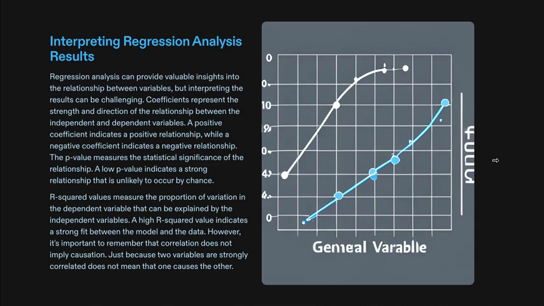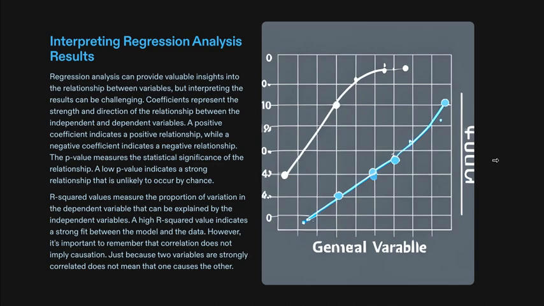Now, let us talk about interpreting. How do we interpret the regression analysis results? We know that regression analysis can provide valuable insights into the relationship between variables. You see, the whole point here is the relationship. We're trying to see what relationship these variables have. But interpreting the results can be challenging, because coefficients represent the strength and direction of the relationship between the independent and dependent variables. Also important to note, you should be able to know what your independent and dependent variables are. Then a positive coefficient indicates a positive relationship, while a negative coefficient indicates a negative relationship.